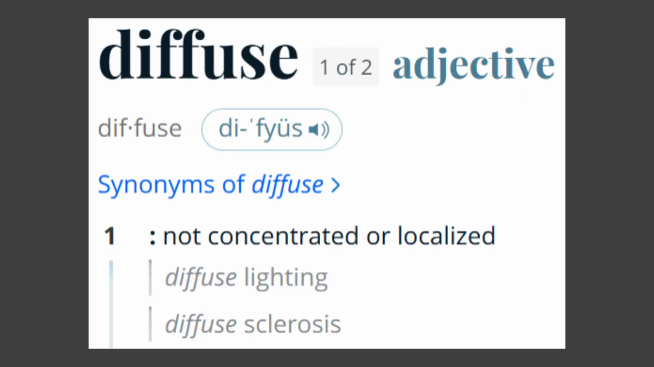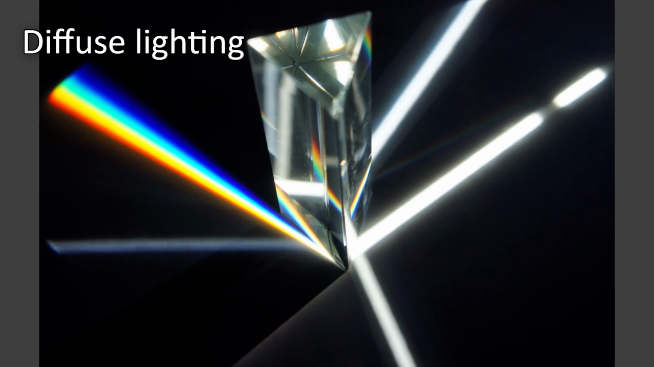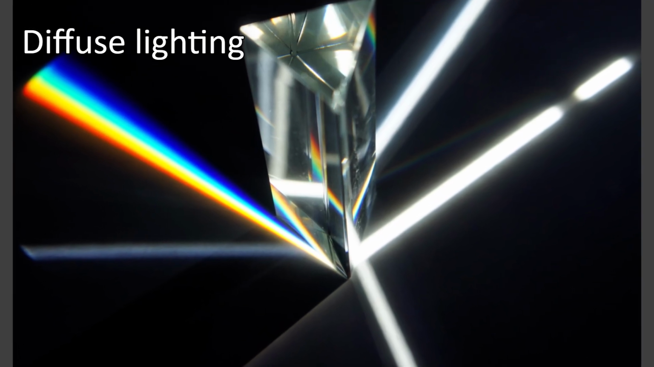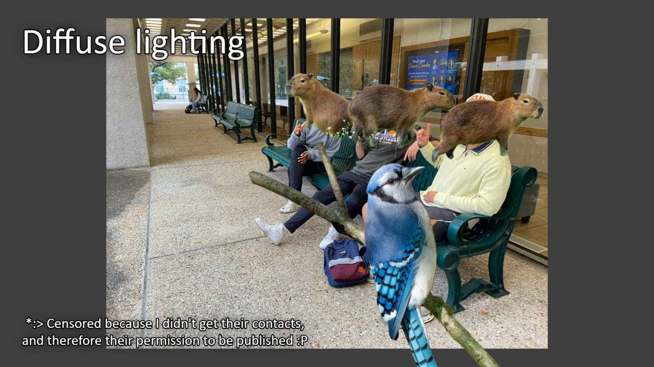Diffuse as an adjective means not concentrated or localized, that is, not focused on a single spot. So diffused lighting isn't beamed onto one spot, instead being scattered around several different places and minimizing shadows. The thick fog coating Austin, Texas diffuses the light in this photo I took just before the winter storm. And in this image, sunlight is bounced off a building onto the subjects.